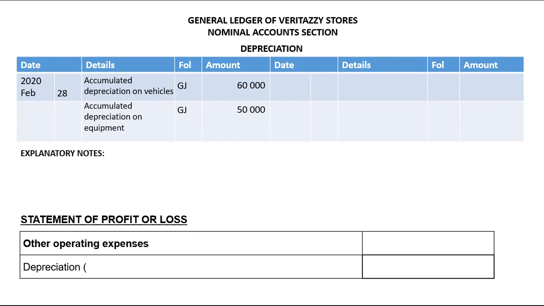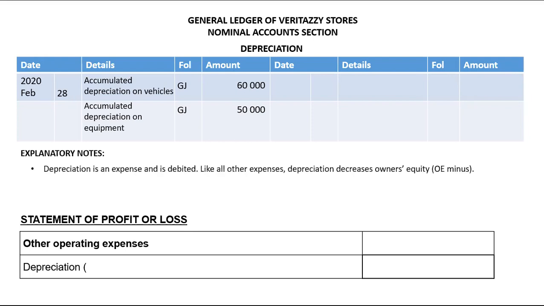Now, to explain what we have done there, depreciation is an expense and is debited like all other expenses. Depreciation decreases owner's equity on the debit side.